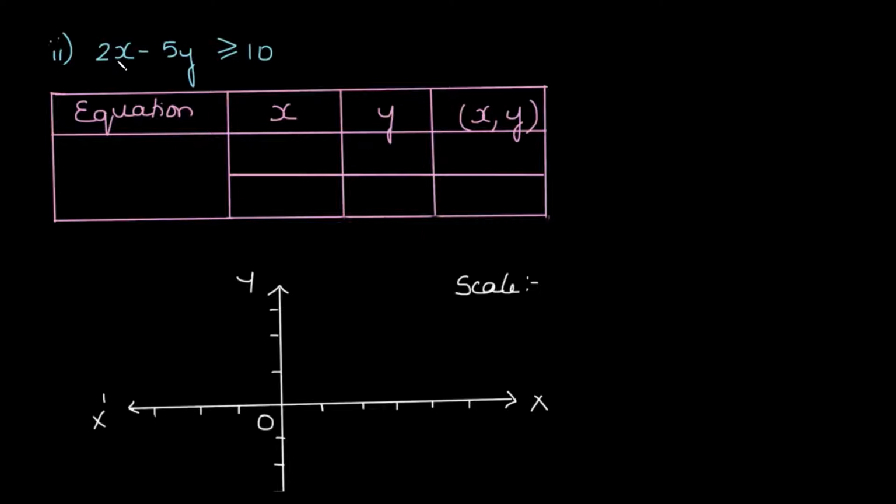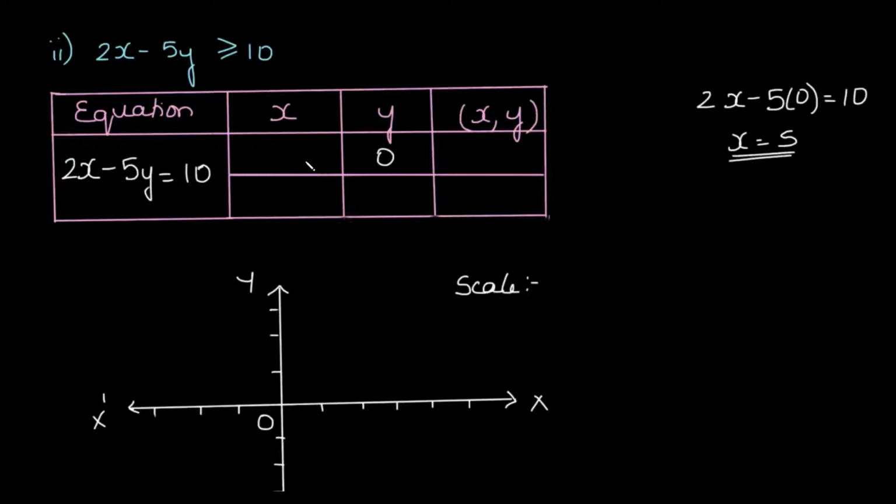The second question given here is 2x minus 5y greater than or equal to 10. So like we did in the previous sum, let us write this as an equation. The corresponding equation is 2x minus 5y is equal to 10. Again, if you remember what I told you about how to take the x and y coordinates, we put first y as 0 in this equation. So when we put y as 0 in the rough calculation, we get 2x minus 5 into 0 is equal to 10. Solving this, we get x is equal to 5. So 5, 0 is one of our points on the graph for the line.